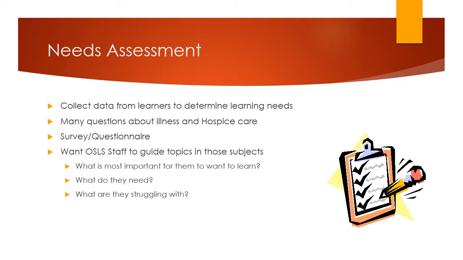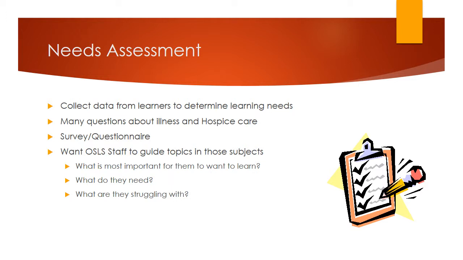The first thing that needs completed is a needs assessment. A needs assessment is a collection of data from learners, or in this case, Offsite Lab Services staff, to determine their learning needs. The subjects that will be gone over will be chronic illnesses and death and dying, which is also hospice care.